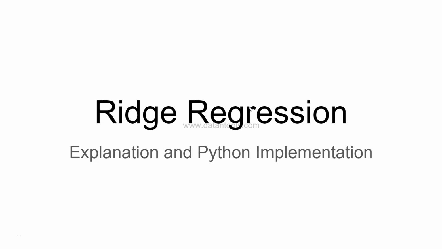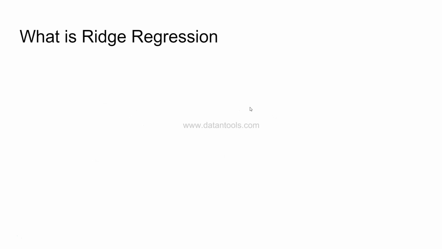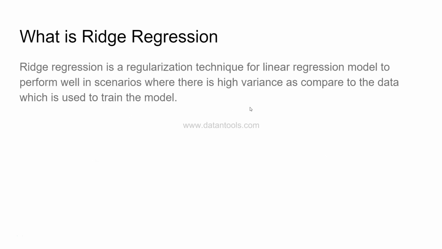So ridge regression is another form of linear regression which helps us improve the normal linear equation in case there is new unseen data which the model has not seen and you want to improve the results based on the new data that you are seeing. So in this video we will see the explanation and Python implementation. So first of all, what is ridge regression?